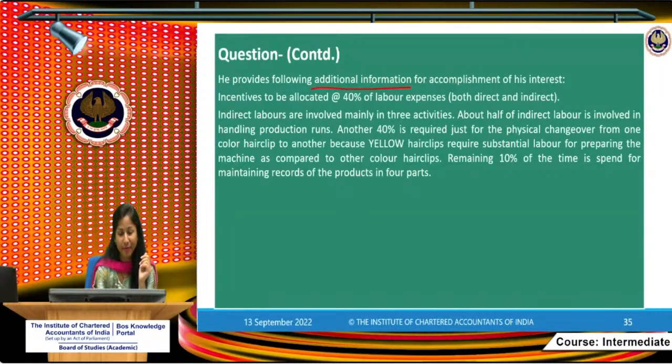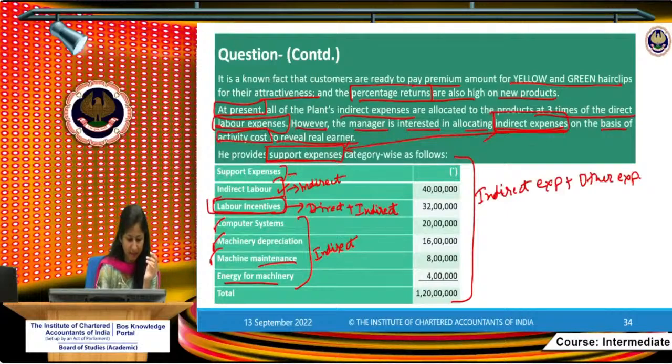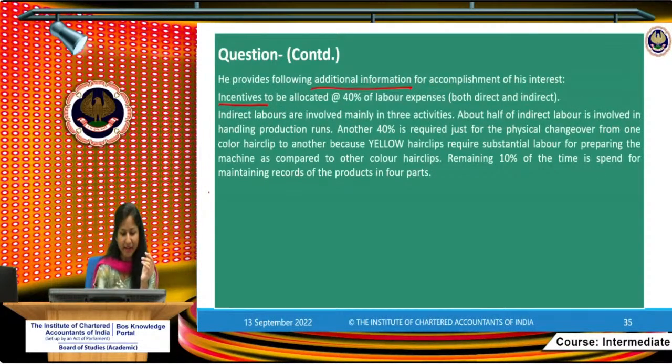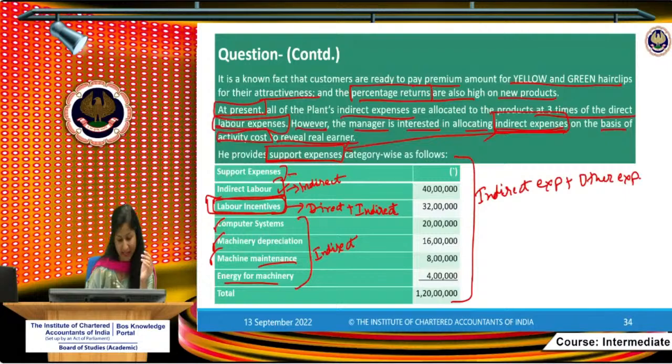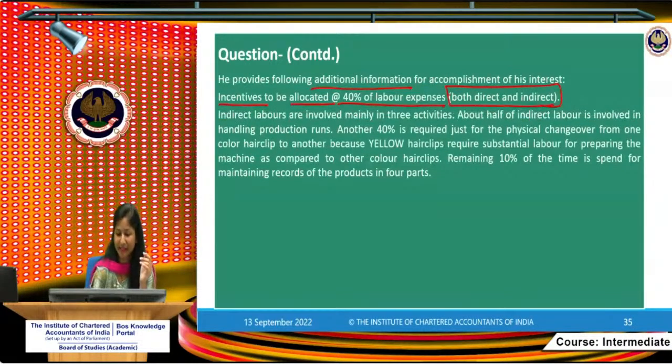There is certain additional information. Incentive. What incentive? This incentive is to be allocated at the rate of 40% of labor expenses. Look here, it is mentioned already: both direct and indirect. So the information I was talking about in the previous slide is affirmed by this statement, that this incentive includes direct and indirect labor. Now, indirect labor is involved mainly in 3 activities.